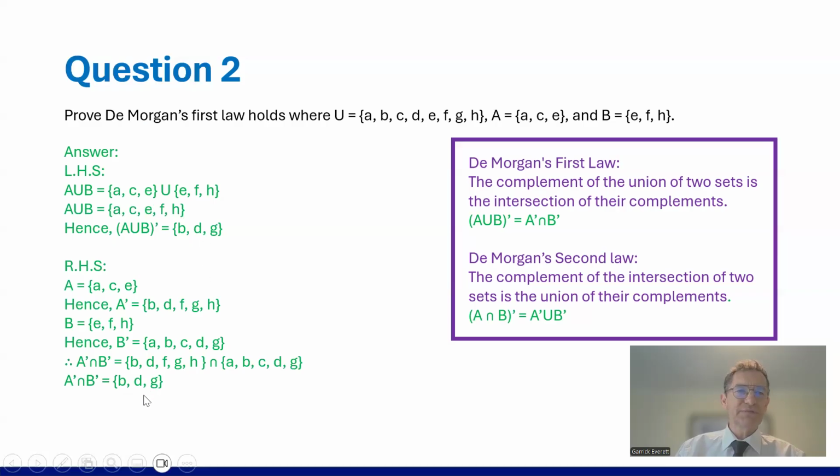It's exactly the same. So the left-hand side equals the right-hand side. Therefore, we've proved it. We've proved De Morgan's first law. Okay. It's pretty straightforward, pretty logical. If I give you those, you should knock it out of the park.